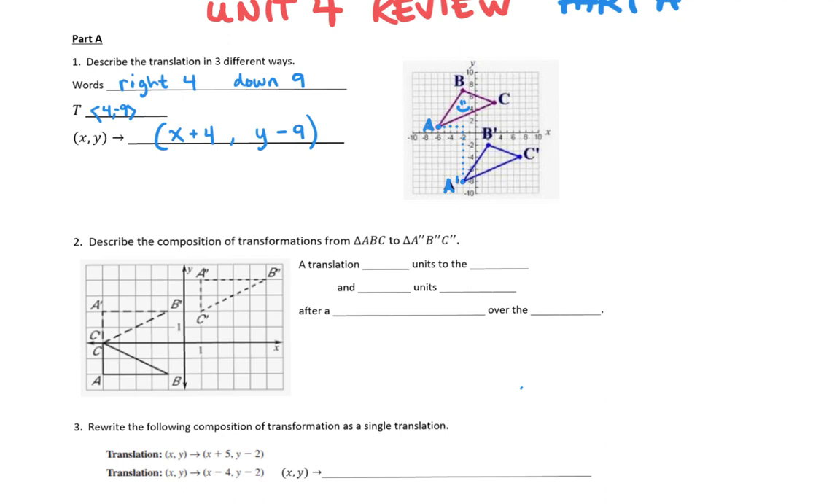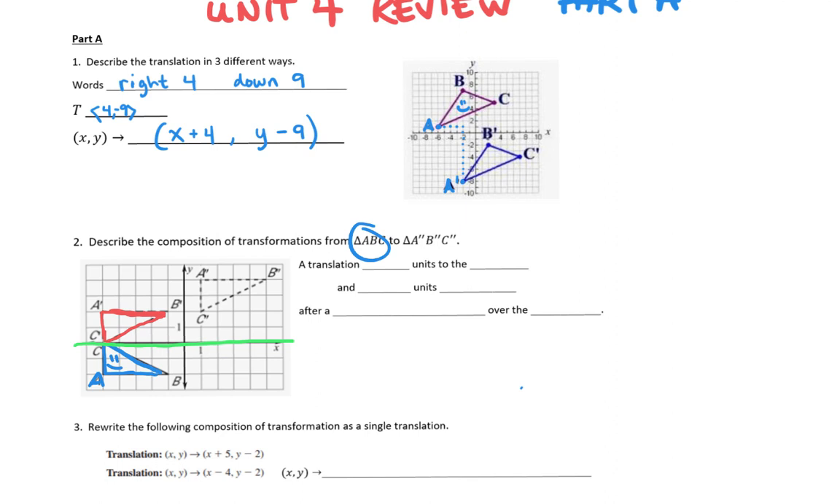Cool. On the next one, we have a composition, which means more than one transformation. So we're going to start at ABC. So find the one that does not have the primes, triangle ABC. And our very first transformation is that we took ABC and we reflected it to get A prime, B prime, C prime. So the very first thing was a reflection, and we reflected over this x-axis right here.